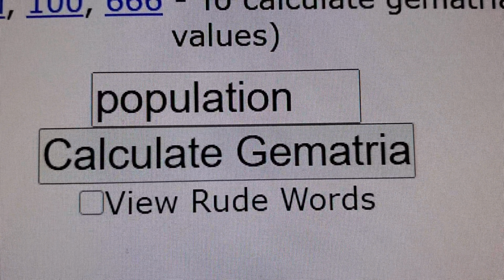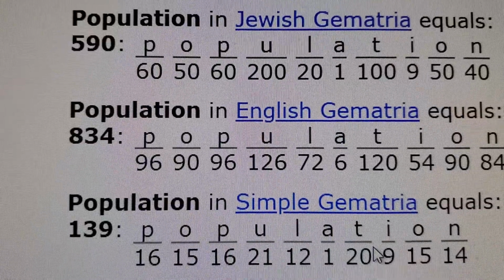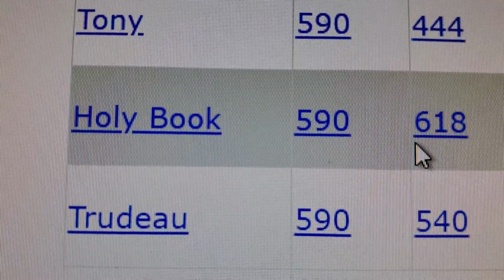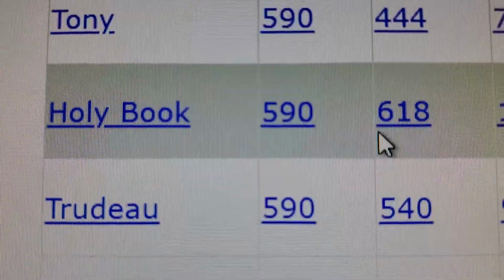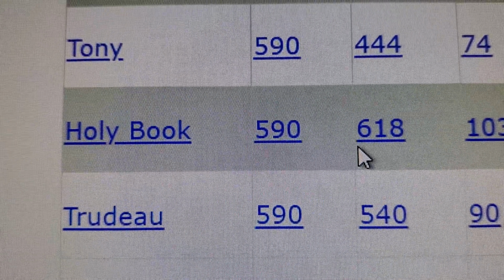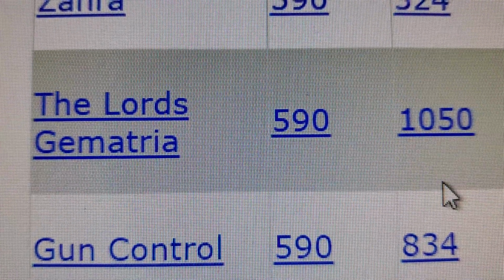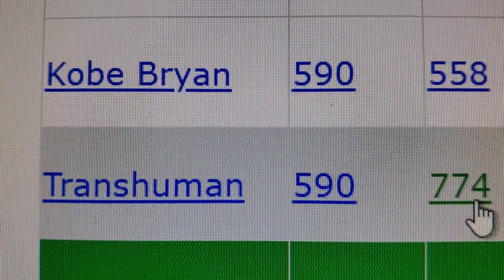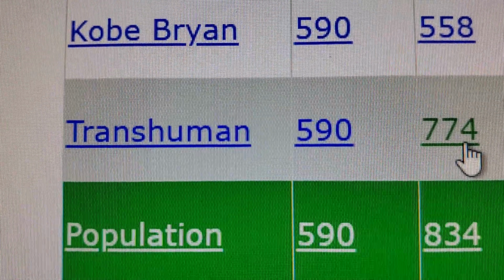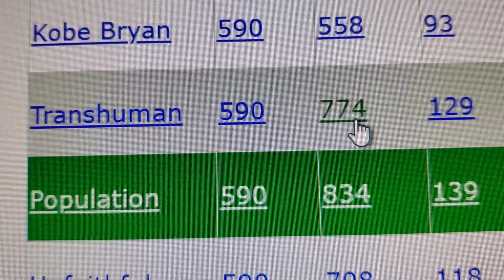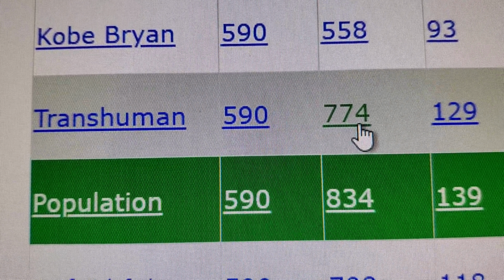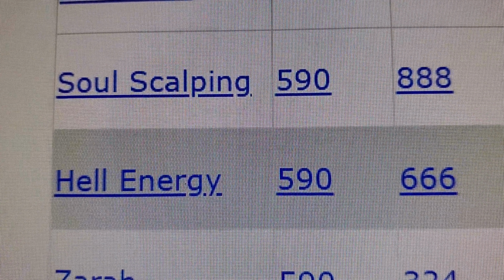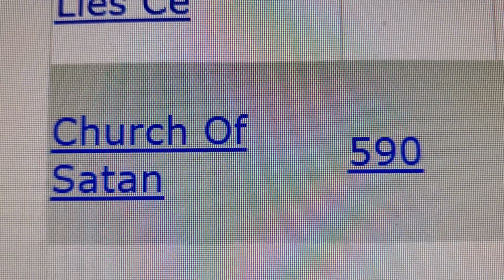Okay, so we're going to look at the word population. So 590, 834, and 139. So we have the word holy book. That's funny, the Lord's Gematria. Whoops, sorry. You got Kobe Bryant, transhuman. So Kobe Bryant, transhuman, population, soul scalping, hell energy, the Church of Satan.